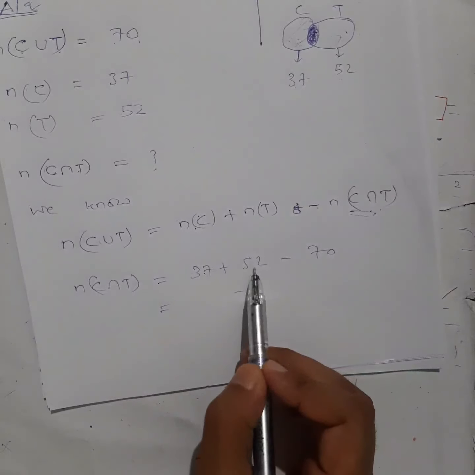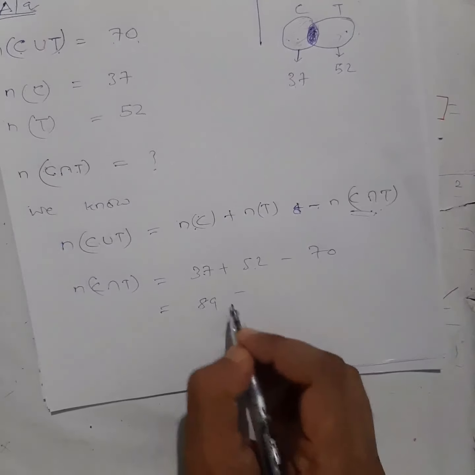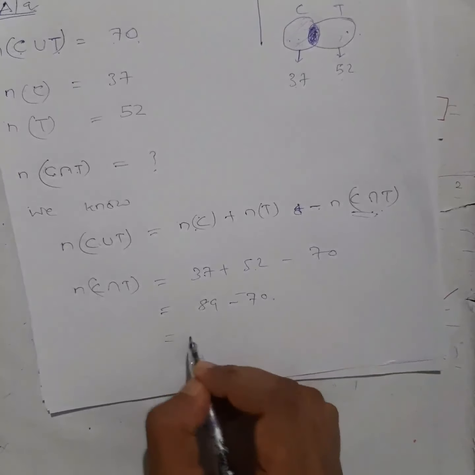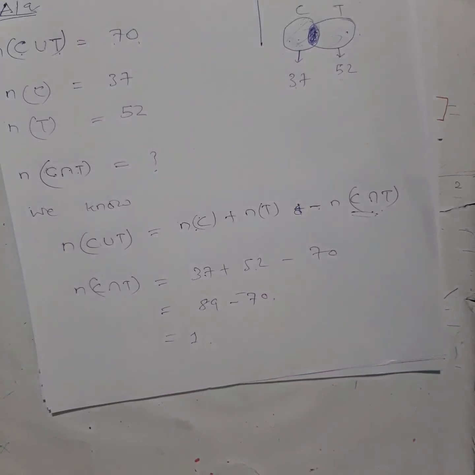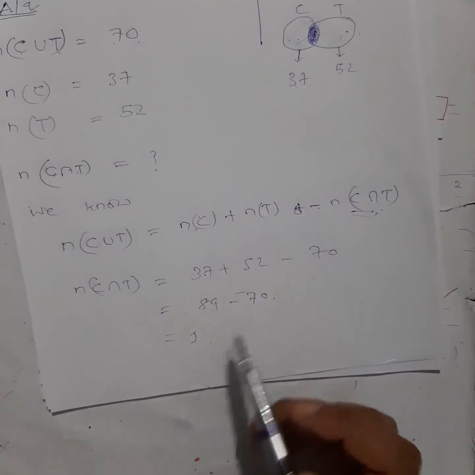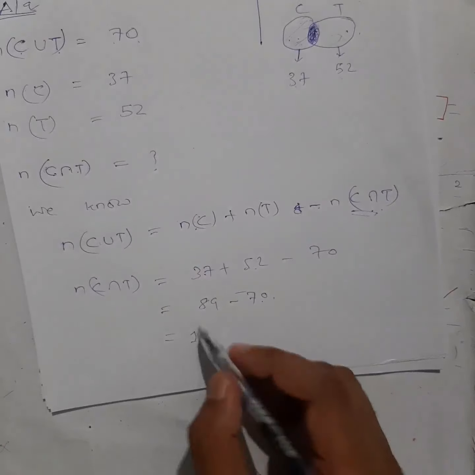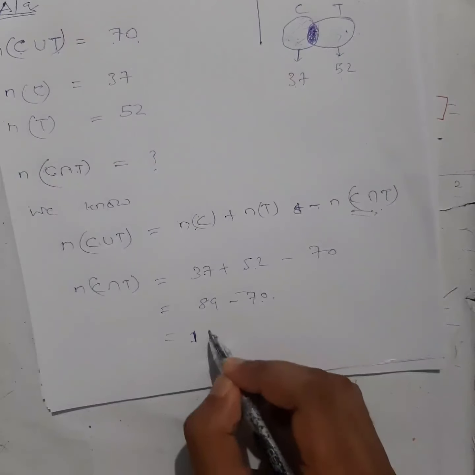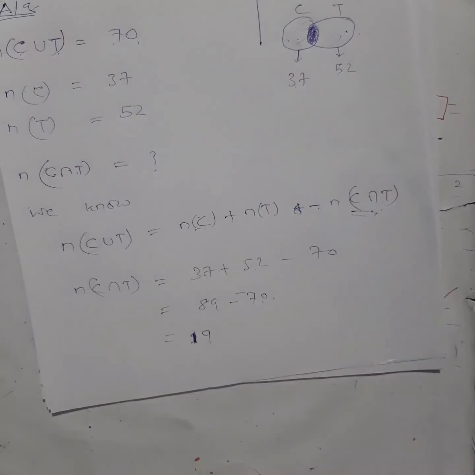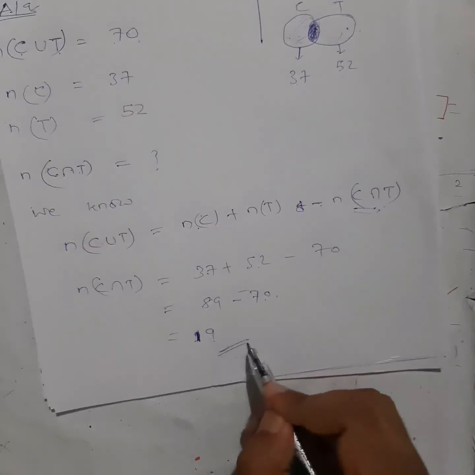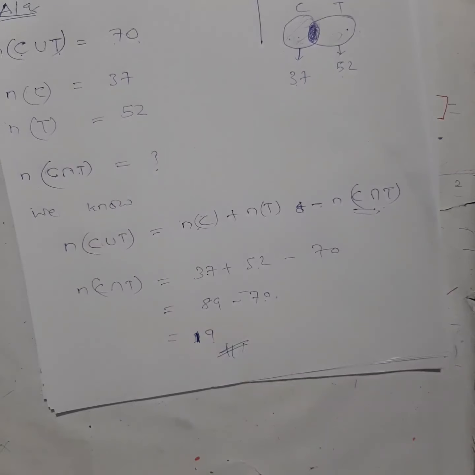Okay, 7, 8, 9 here, 89. 89 minus 70, that is only one person like both coffee and tea. Sorry, this is 70, right? 19. So 19 people like both coffee and tea. Okay, so we'll move to the next question.